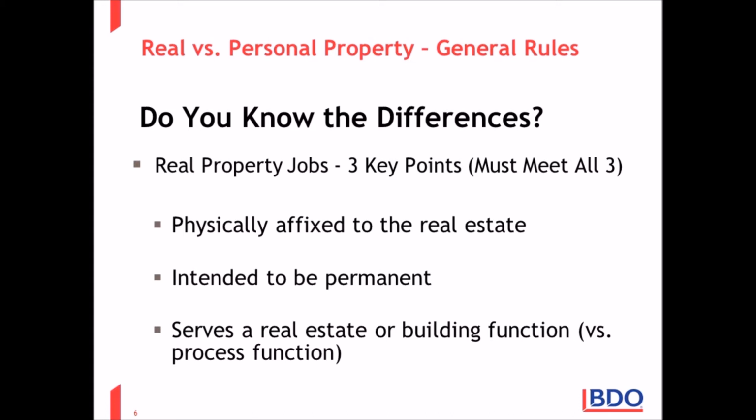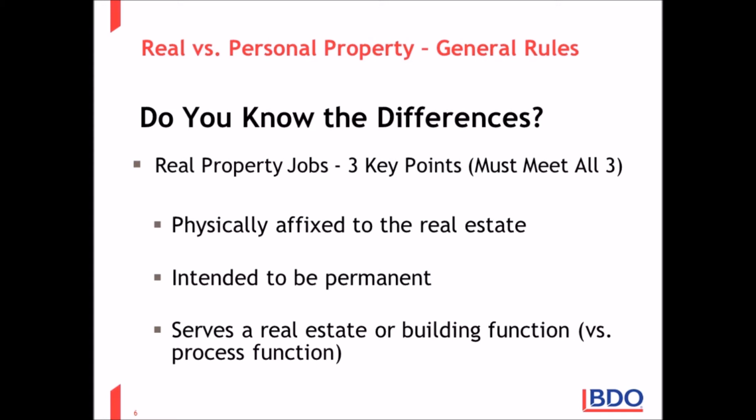Usually it's a relatively easy test to make that determination whether it's somehow affixed or attached to the real estate. The second one is whether it's intended to be permanent, versus whether it's intended to be temporary. Whenever it's temporary, that's going to kick it into a personal property classification. If it's intended to be permanent, that's one more factor that leads you in the direction that it's a real property job. And then the third item, which can be a more difficult determination, is whether the property serves a real estate or a building function versus some sort of process function.